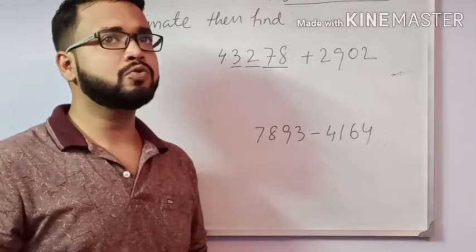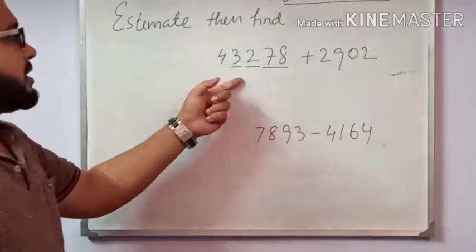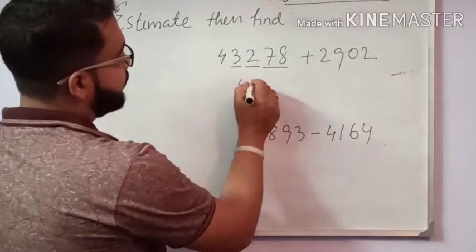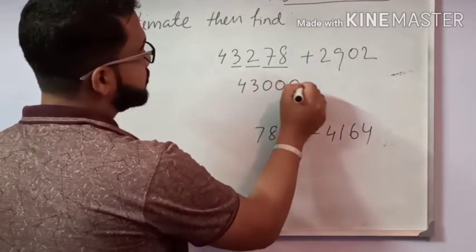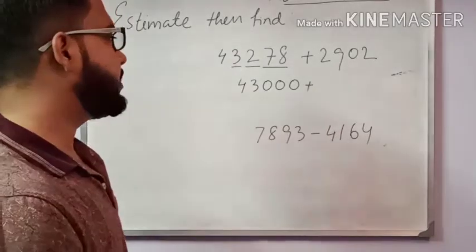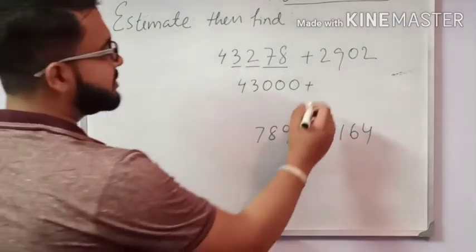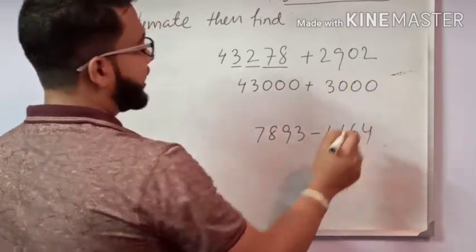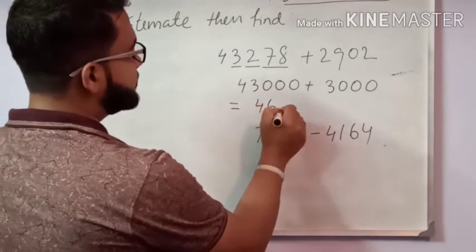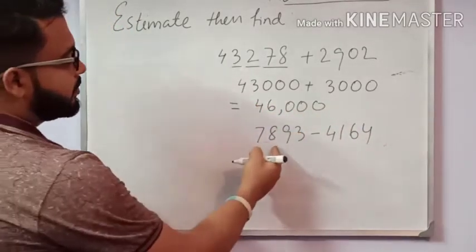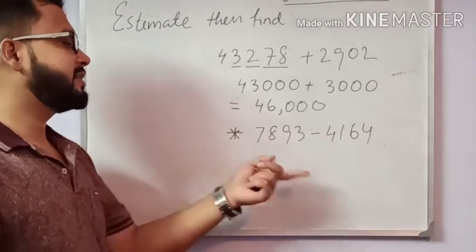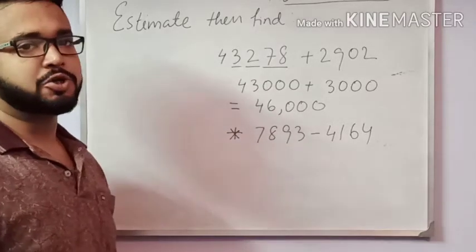And to the 1000 place, 3278. 3278 is nearest to which 1000? 3000. So we write it as 43000. And this one 2902. We may write it as 3000 as nearest 1000 and simply add these two, 46,000. Same way the subtraction, class 5 just subtract the value and check with the corresponding addition.